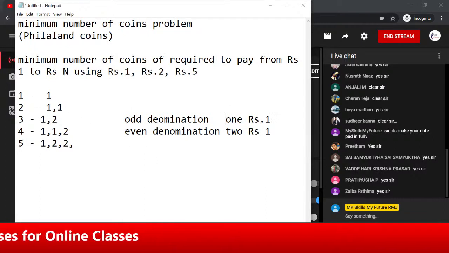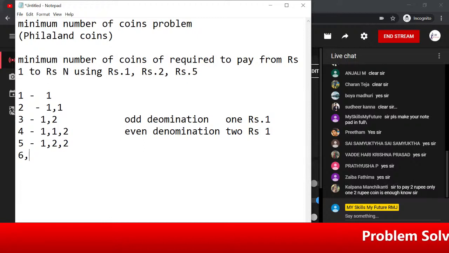To pay 2 rupees, two 1 rupee coins are used. To pay 4 rupees, two 1 rupee coins are used. To pay 3 rupees, only one 1 rupee coin. To pay 5, only one 1 rupee coin. Are you following it? So please let me know. So to pay 6, tell me.